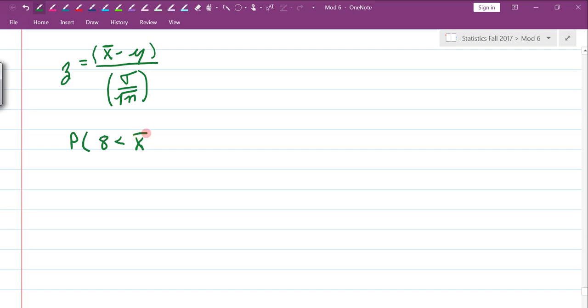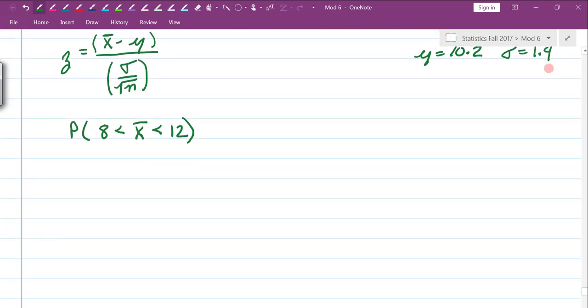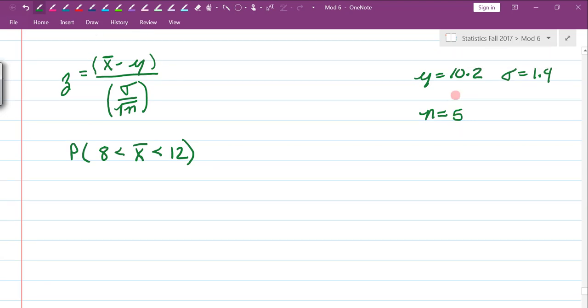We were given that our mean is equal to 10.2 and our standard deviation is equal to 1.4. We were also given that our sample size, how many fish did we catch before we calculated our average? We caught 5 of those fish. Okay, so we were told that our sample size is 5. Now we have everything that we need.